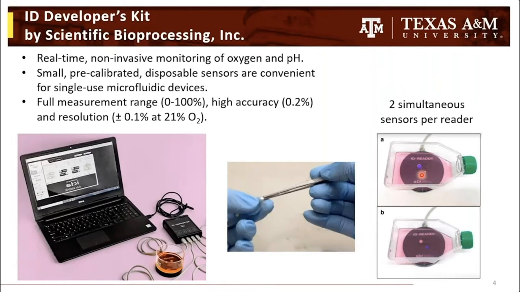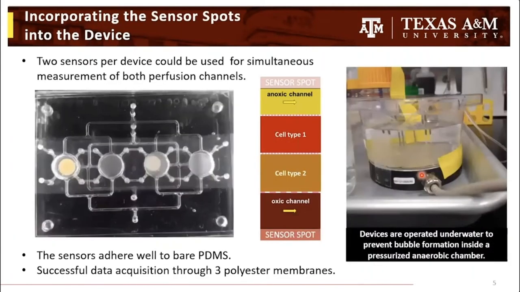And in terms of microfluidics, in our case in particular, it was also very convenient because it allowed us to sample the oxygen tension at two different points in the device at the same time during the same experiment. And so, taking this into account, we incorporated the sensor spots into the device.